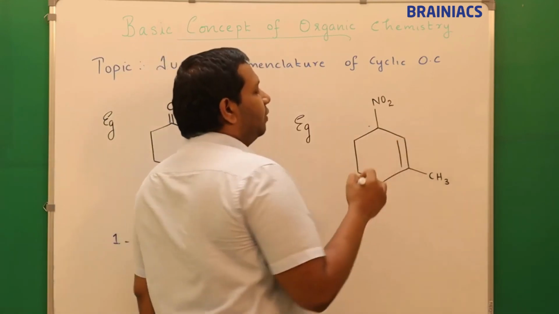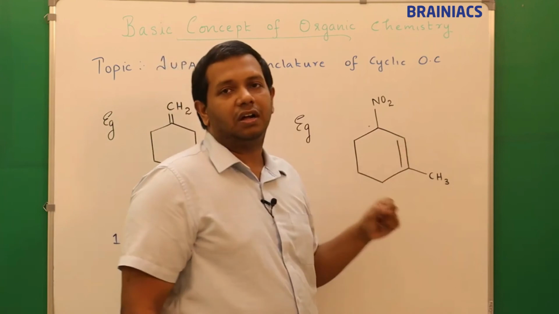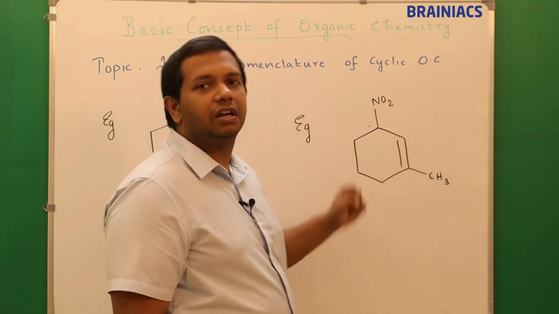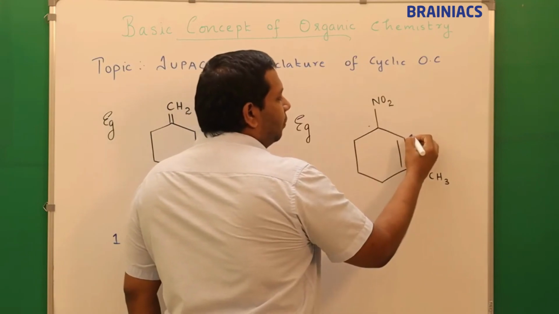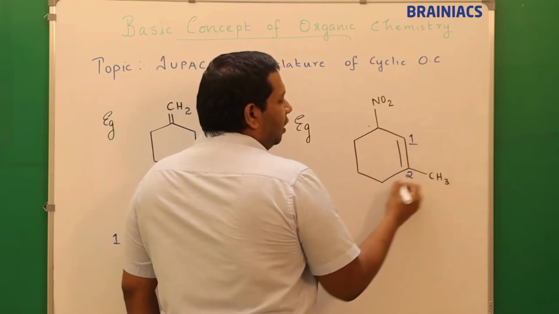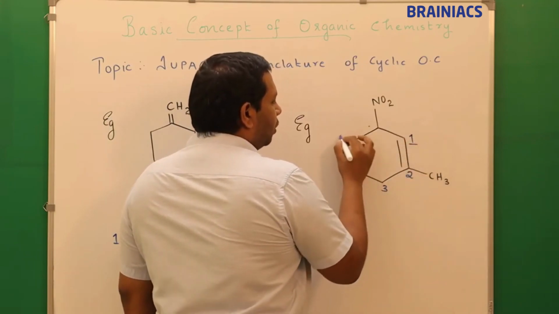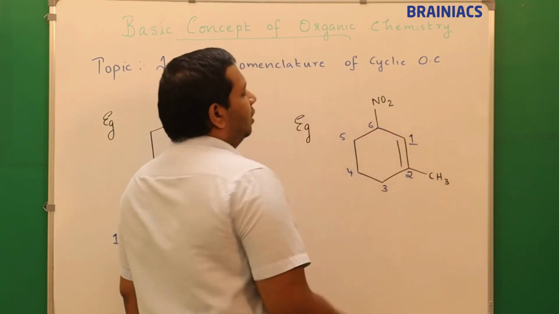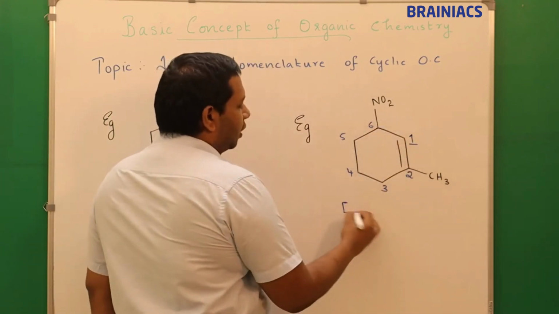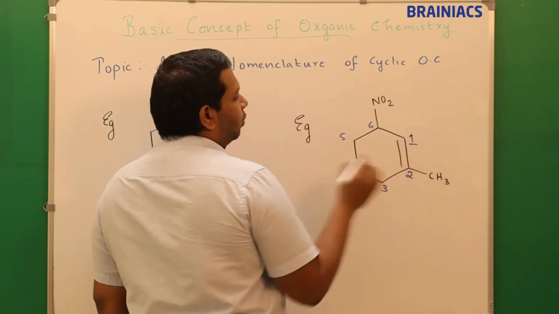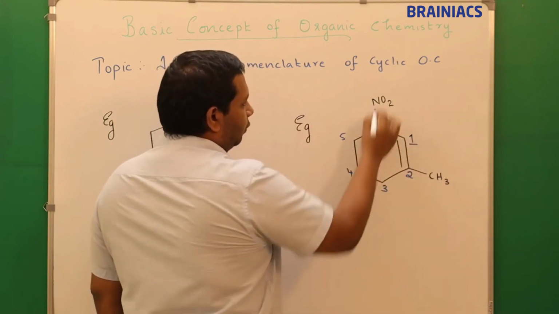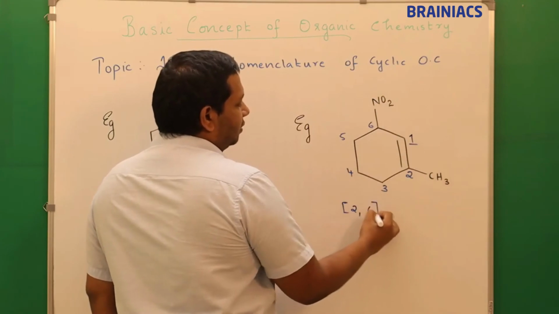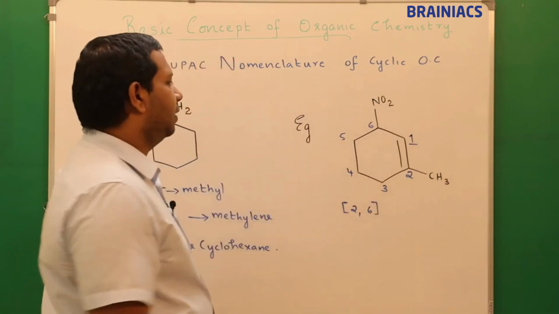We know that whenever you are putting a double bond, the numbering of the double bond should be continuous in nature. I cannot put 1 and 2 apart. If I put 1 here, 2 should be here, then 3, 4, 5, 6. In this case, tell me what locants are coming? For the double bond it is 1 and 2, for the methyl it is 2, and for the nitro it is 6.